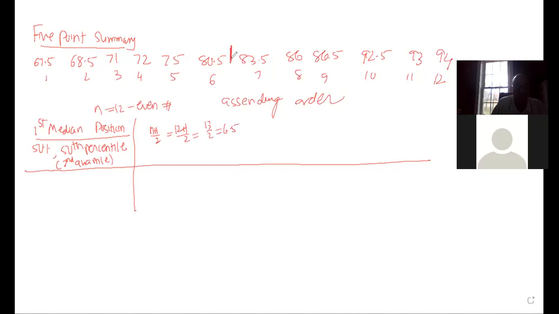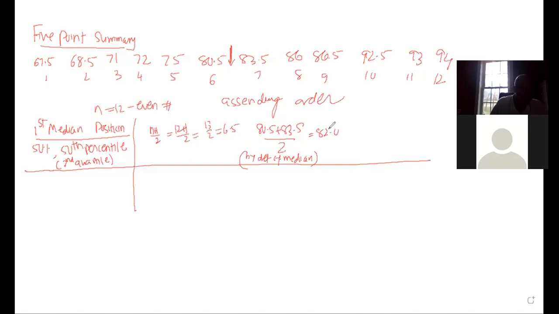6.5, that means somewhere over here. That means I'm going to take 80.5 plus 83.5 divided by 2, because 6.5, you know, is the median. How to find the median? The average of X at n by 2 and X at n by 2 plus 1. So one and the next, divided by 2. I'm using the definition of median.